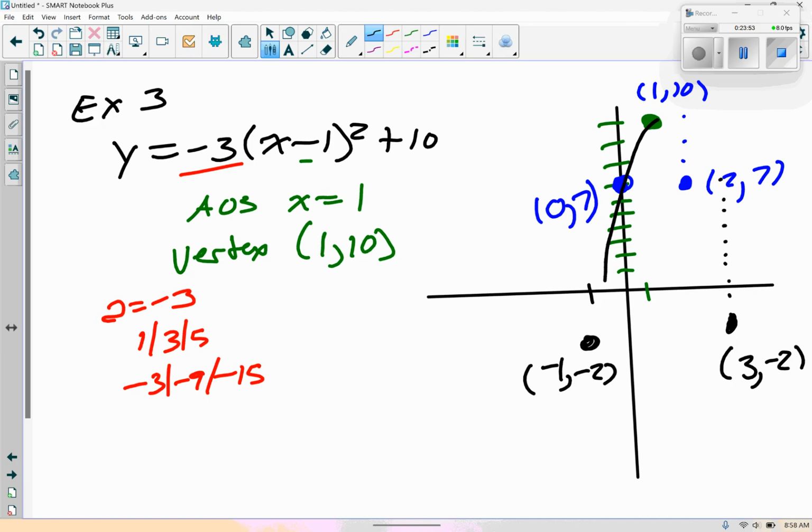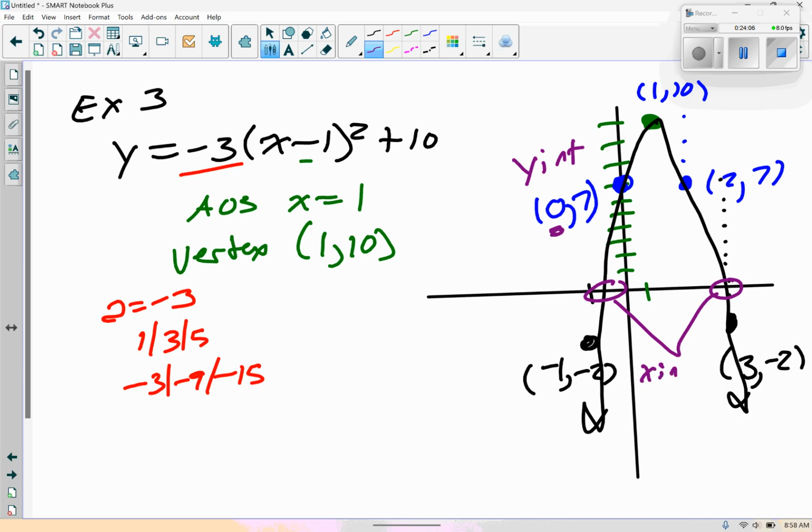We can go ahead and draw in our parabola. So we have the y-intercept right here. Remember, it's the y-intercept because you have an x value of 0. Our x-intercepts, they do exist, but we don't know exactly where they fall.